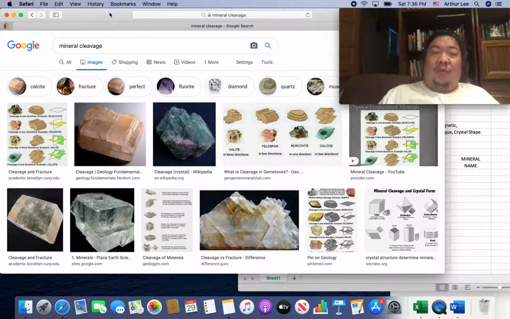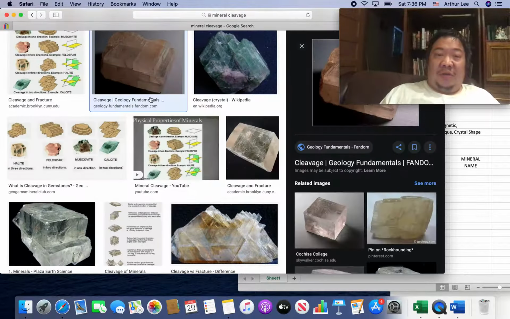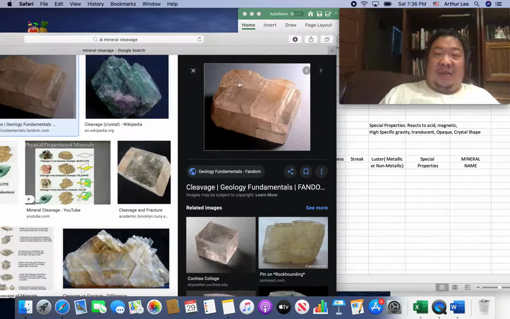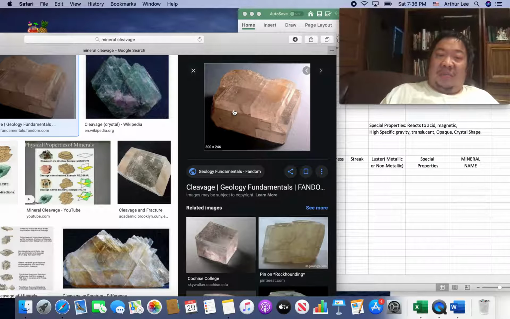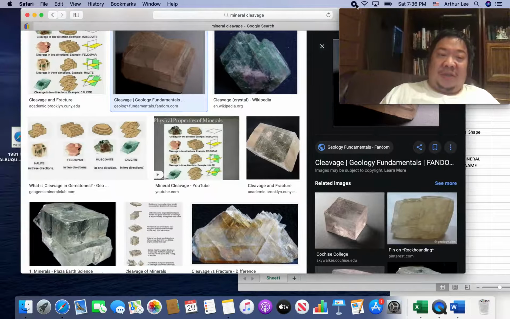If the mineral breaks in a predictable way, like this mineral here, you could see that if I hit this mineral with a ball peen hammer, it's going to break along these planar lines of weakness. It'll break right here, it'll break right here. So this mineral has cleavage, meaning that it breaks in a predictable way with flat planes. That's what mineral cleavage is.